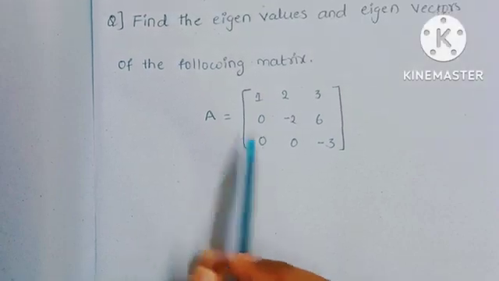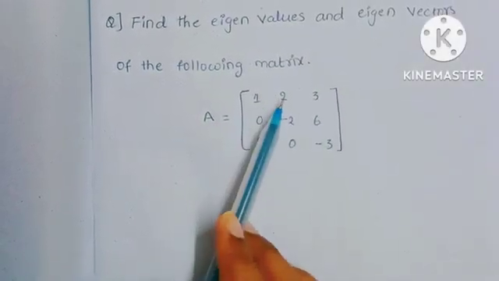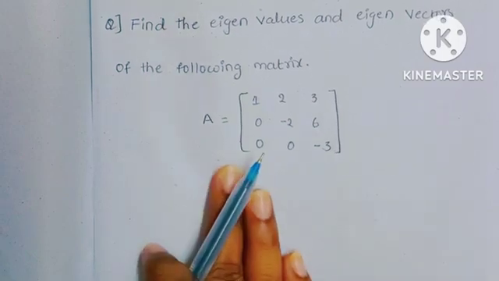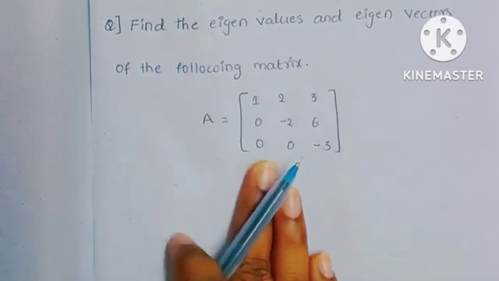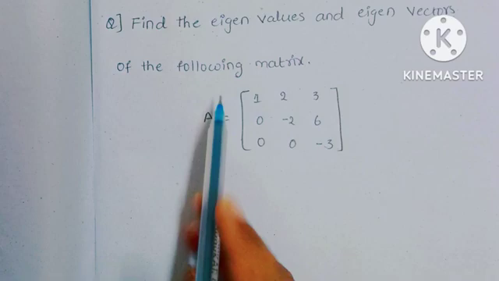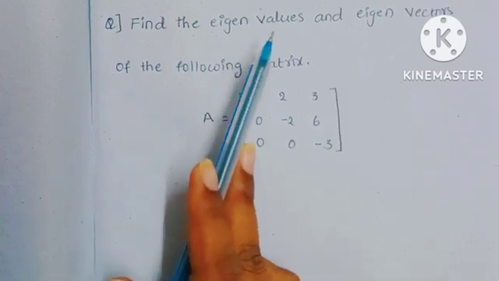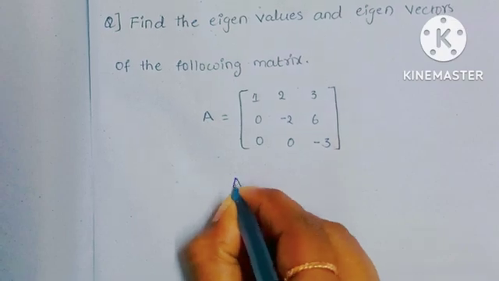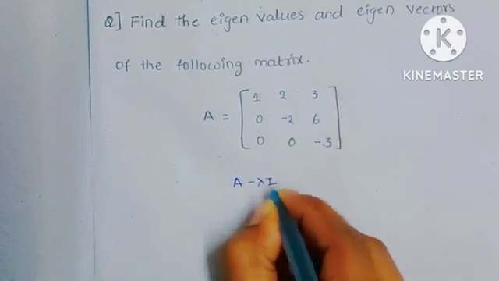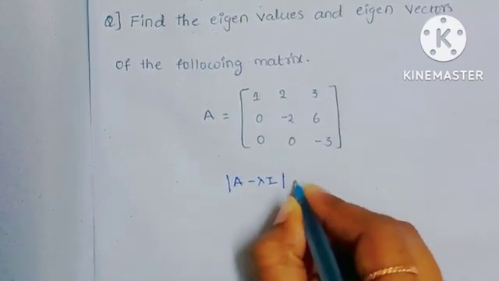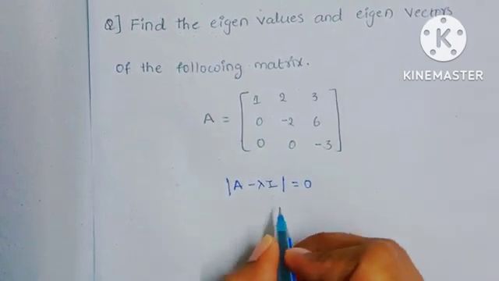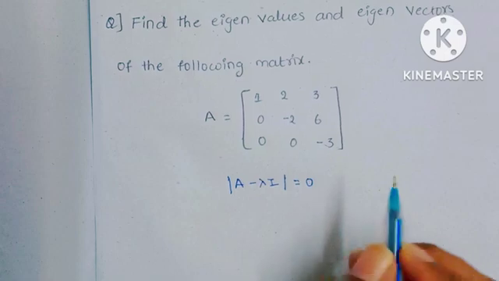If you see this problem, this is also an upper triangular problem. We will see how to find the eigenvalues and eigenvectors for the given matrix. First, for finding eigenvalues, we have to write the characteristic equation, that is modulus of A minus lambda I, which is equal to 0. This is the characteristic equation for the given matrix.